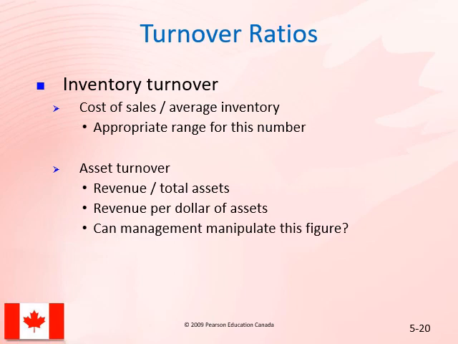The appropriate number for this ratio really depends on what kind of business you're running. For example, if you're running a restaurant that's using primarily extremely perishable products, you would have a higher inventory turnover when compared to a restaurant that uses non-perishables.